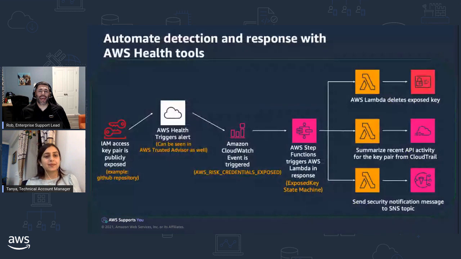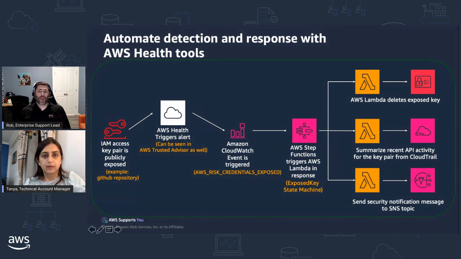So we're going to take a look at a solution that we have, and we'll share a link to this. We have a blog about it, plus we have the actual GitHub AWS repo for the AWS Health Tools, this solution that you can deploy within your account. What it's going to do is monitor IAM access key pairs to see if they were publicly exposed. And if it does, it's going to trigger an AWS Health alert that sends a notification to Amazon CloudWatch that this event has been triggered.